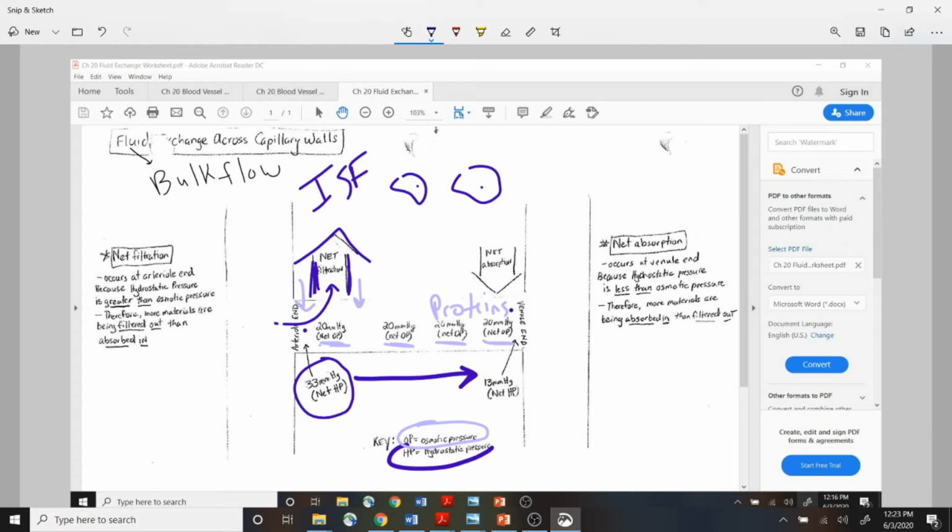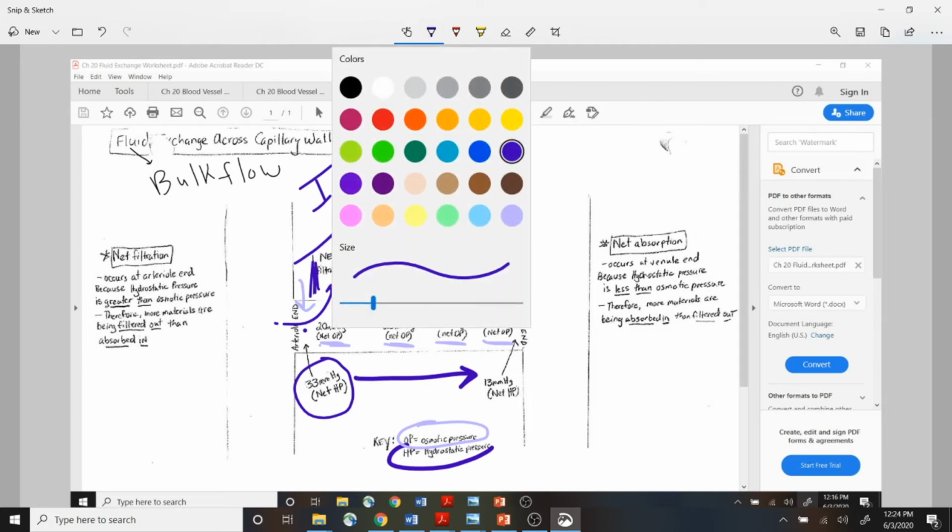And that force, 33, is greater than 20. So that's why you see filtration. That's why you see it at the arterial end. And why do you see, let me do this again here. Why do you see, I'm going to have to erase my plasma proteins here so that you can see this. Why do you see more absorption back into the capillary bed at the venule end?